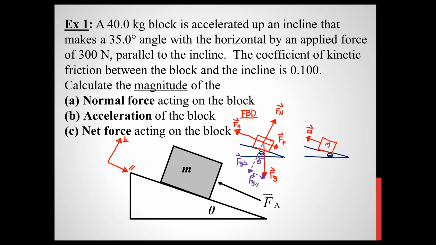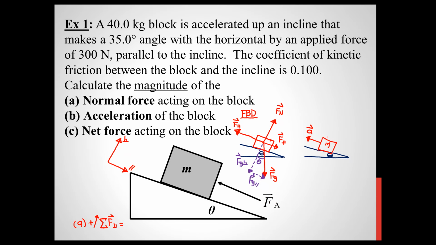The first part of the question wants me to figure out the normal force. I'm going to use my rotated axis to write down my equations of motion. So my rotated axis, we're going to sum forces on the perpendicular axis and the parallel axis. The normal force is a force along the perpendicular axis, so that's where we're going to start. So let's say that up and a little bit towards the right is positive, and I'm going to find the sum of my forces acting on the object in the perpendicular direction.